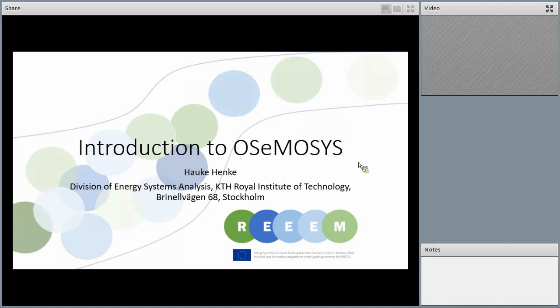Starting with OSMOSYS. Before explaining explicitly what OSMOSYS is, I would like to give an overview where in the energy systems planning context we can place OSMOSYS.